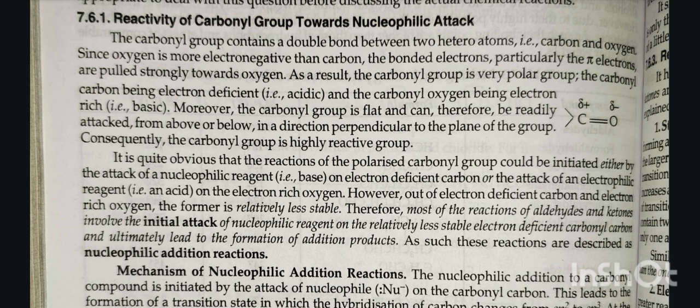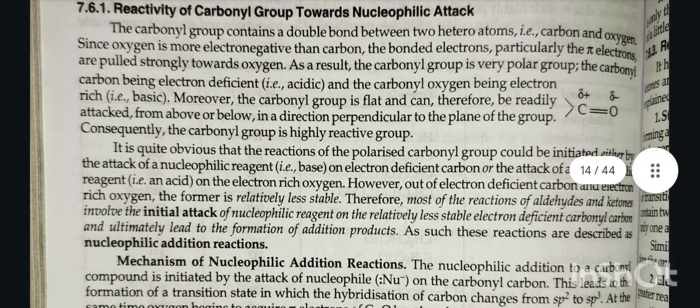Reactivity of the carbonyl group towards nucleophilic attack. The carbonyl group contains a double bond between two heteroatoms, carbon and oxygen. Since oxygen is more electronegative than carbon, the bonded electrons, particularly the pi electrons, are pulled strongly towards oxygen. As a result, the carbonyl group is very polar. The carbonyl carbon, being electron deficient, is acidic, while the carbonyl oxygen, being electron rich, is basic.